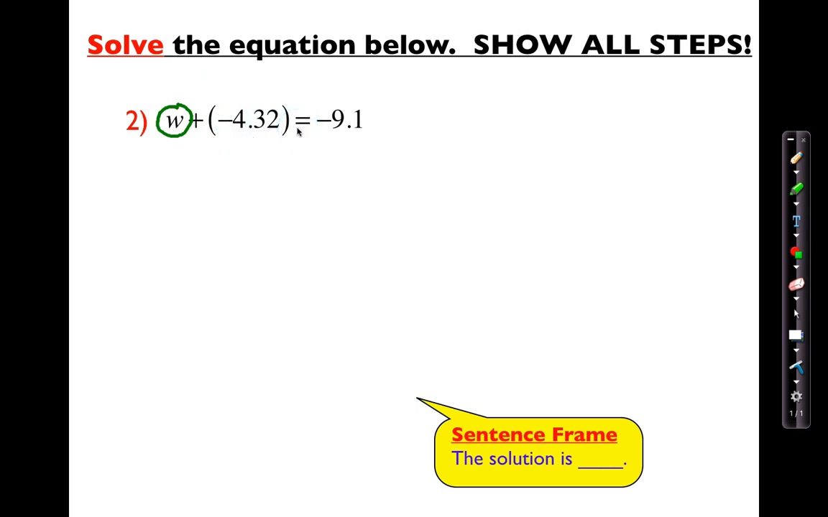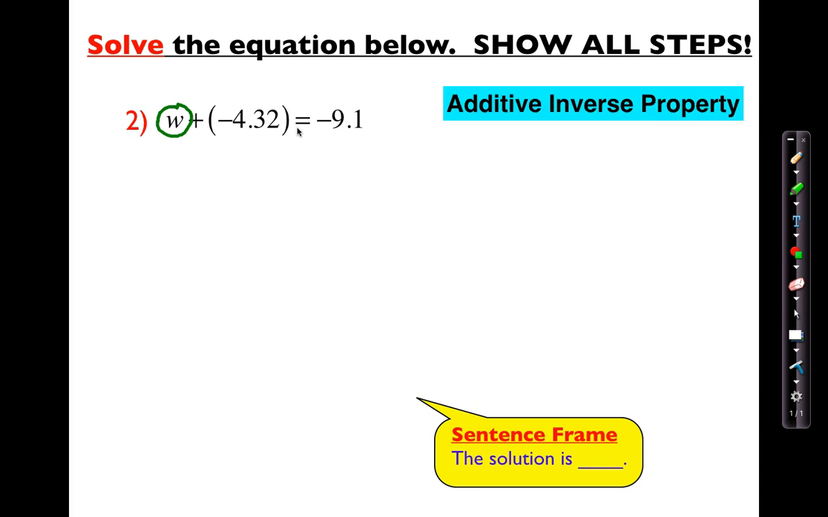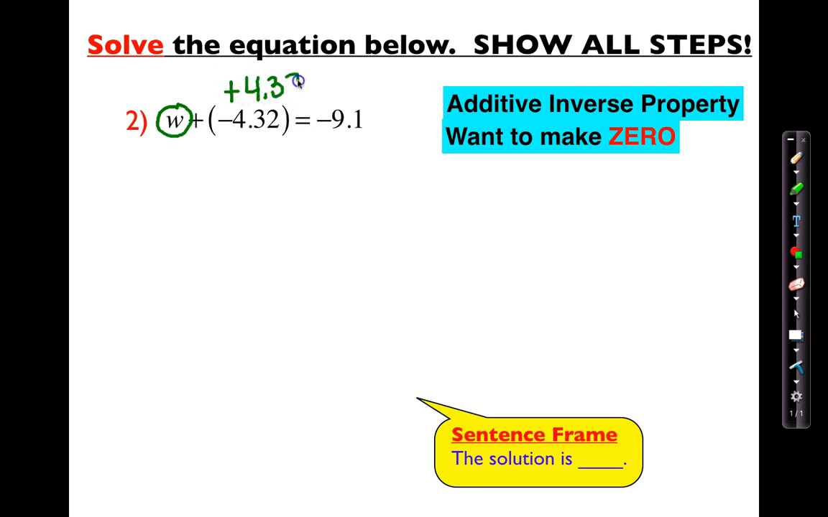So what we're going to have to utilize once again is the additive inverse property. Why? Because we want to create 0. Because w plus a 0 is not going to change it at all. It's going to remain a w. So in order to get a 0, we're going to use the additive inverse, which basically means we're going to do the opposite of a negative 4 and 32 hundredths, which is a positive 4 and 32 hundredths, or you can think of it as instead of adding a negative 4 and 32 hundredths, we are adding a positive.